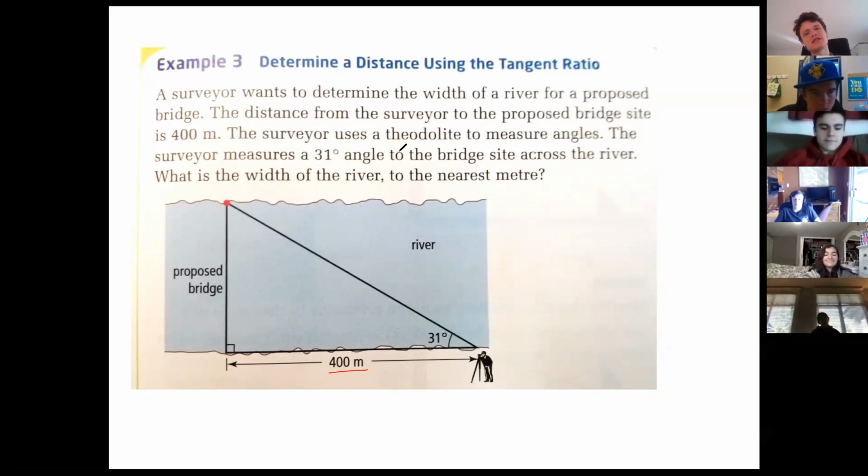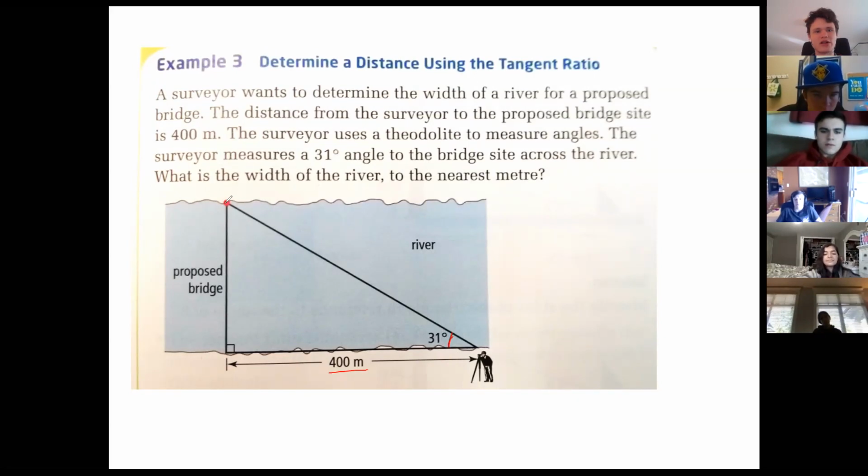The surveyor uses a theodolite, maybe that's how you pronounce that, to measure angles. The surveyor measures a 31-degree angle to the bridge site across a river. So he's able to build this right triangle shape. This is a fairly realistic application. I mean, you could get a rope and swim across a river and measure that rope, right? But this way you stay dry. The question is, what is the width of the river to the nearest meter?